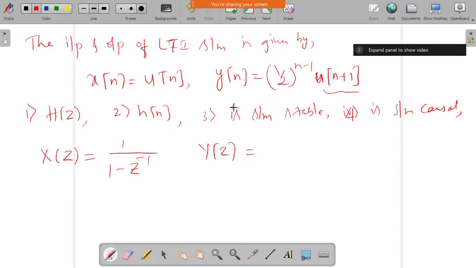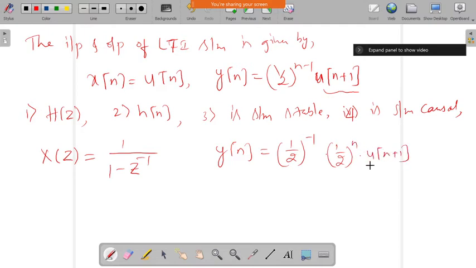So now we need to modify a little bit in order to get the Z transformation. What I'll do: y of n is equal to, I'll take half power minus 1 outside from this, and I'll write half power n into u of n plus 1. So now we can write Y of z, which is equal to half power inverse, that is 2. I'll take that 2 outside, and summation n equal to 0 to infinity.